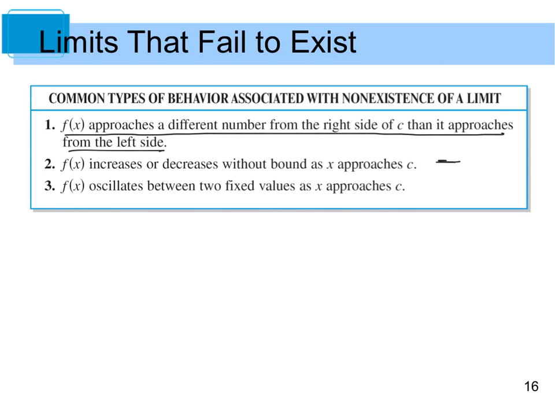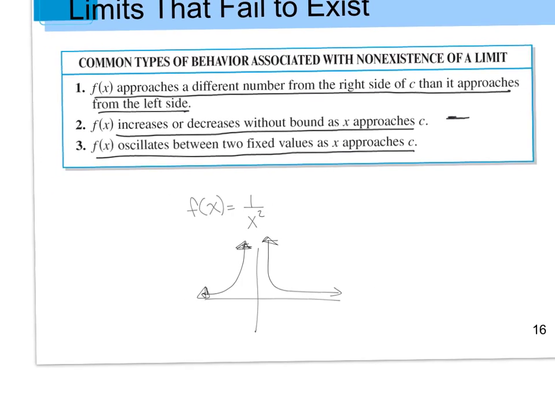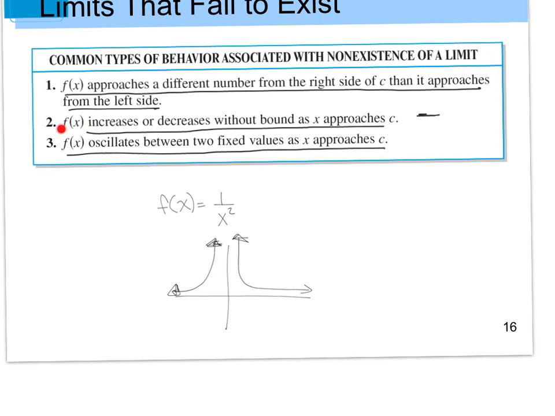Here's another situation. F of x increases or decreases without bound as x approaches C. I'm going to show you a situation where that happens. Or f of x oscillates between two fixed values as x approaches C. Okay, so here's a graph depicting increasing or decreasing without bound as x approaches 0. Specifically, that's going to happen when we have an asymptote. So think of the function f of x is equal to 1 over x squared, where we have vertical asymptote here. Technically, there's also a horizontal asymptote there, right?